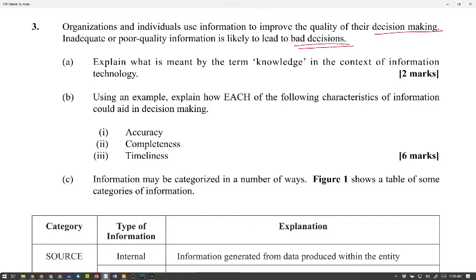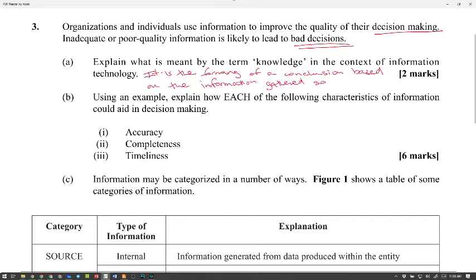Explain what is meant by the term knowledge in the context of information technology. Alright, it is the forming of a conclusion based on the information gathered so that it can be applied to a particular context.